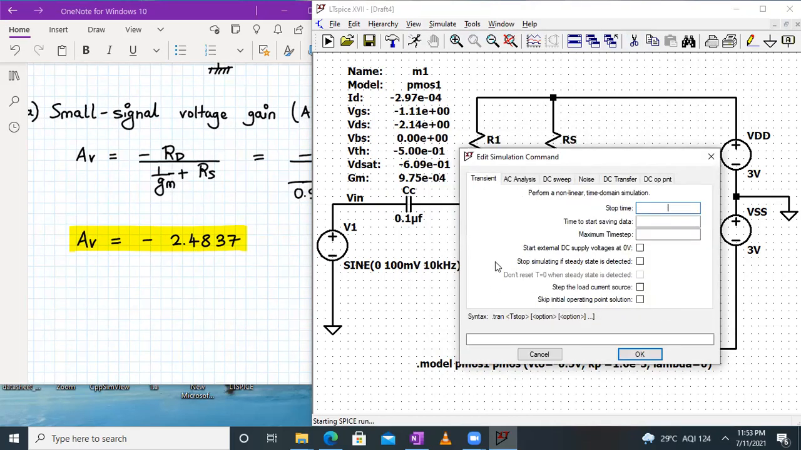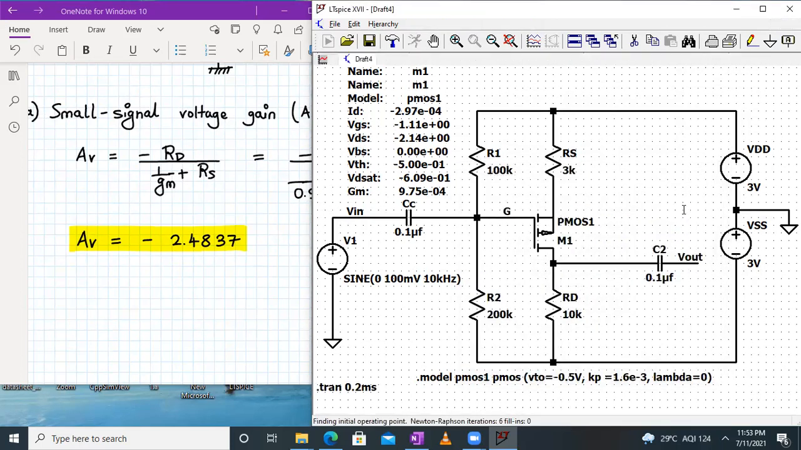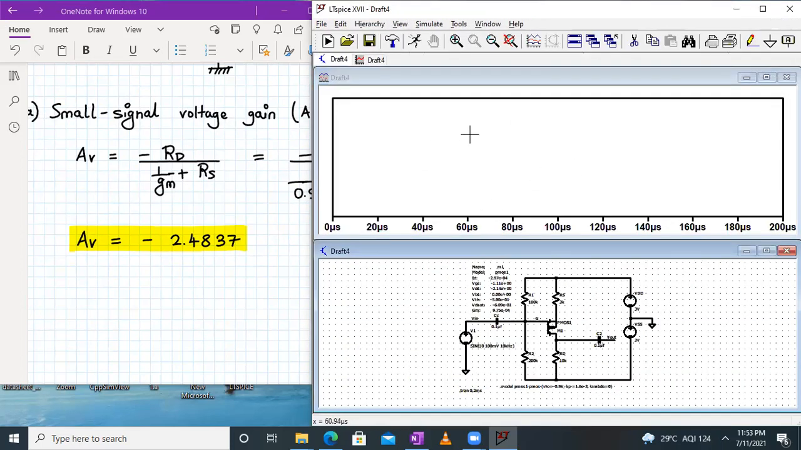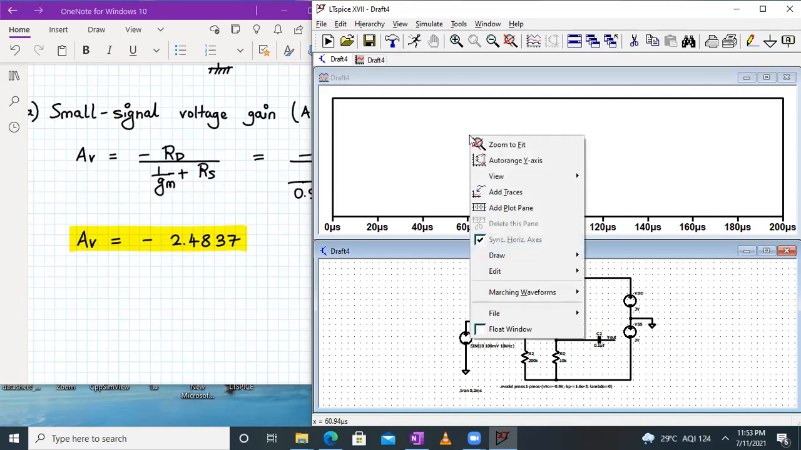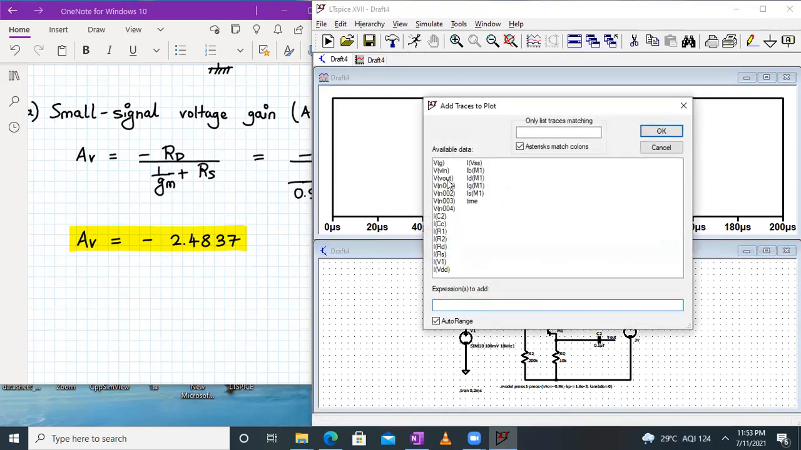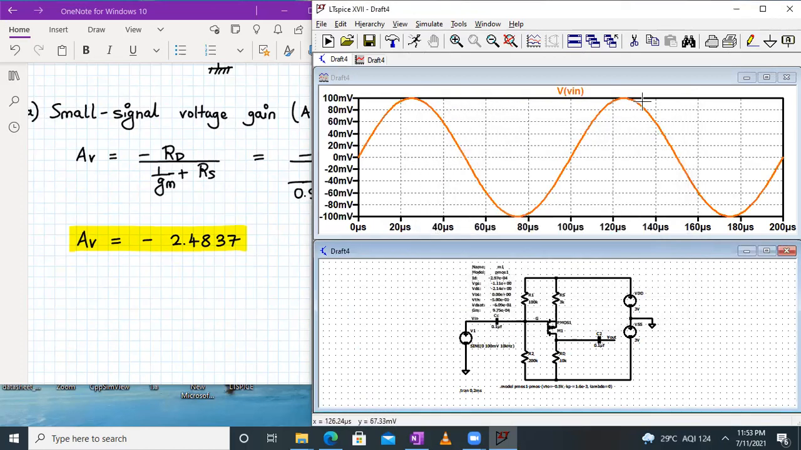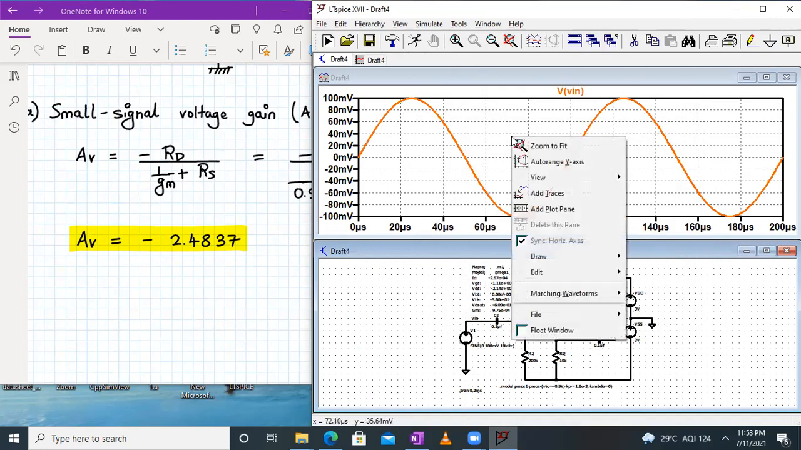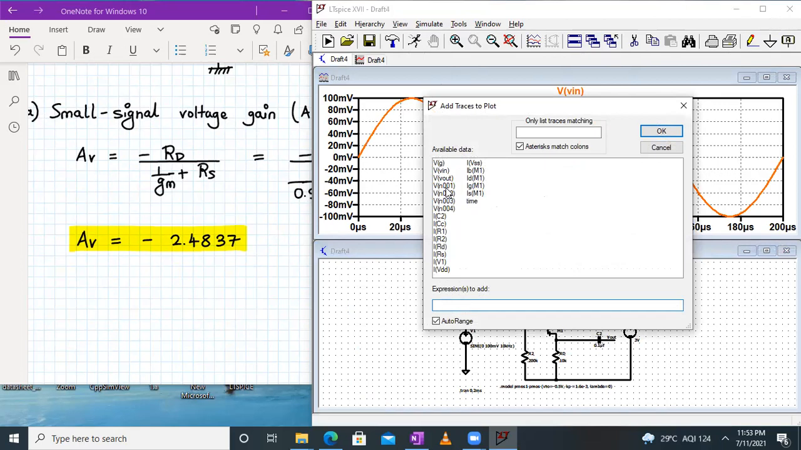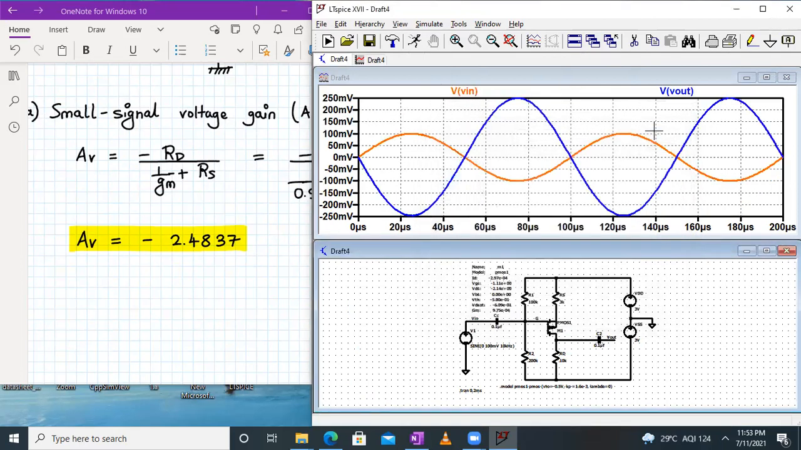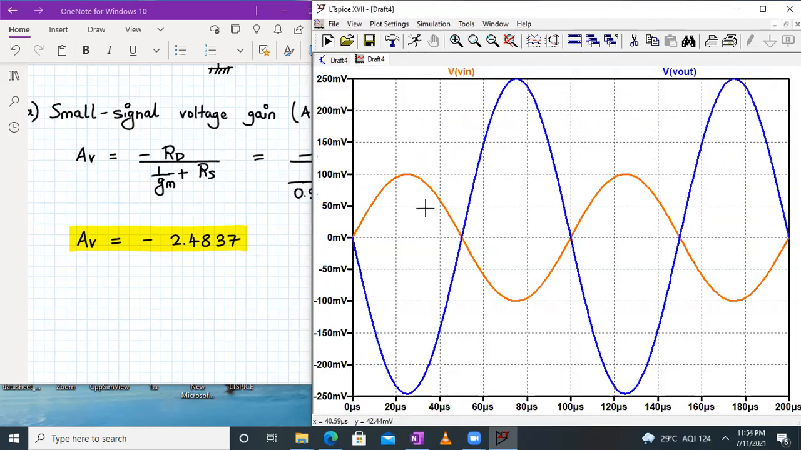Since the frequency is 10 kilohertz, our time period will be 0.1 millisecond. So if you want to view two sinusoidal waveforms, I will type 0.2 milliseconds. The moment I click on OK, a blank screen will appear. In that blank screen, right click, add trace and select V(Vin). So this is our input signal, two cycles of the sinusoidal signal. Now again right click, add trace and click on V(Vout). So here it is, the input and output.